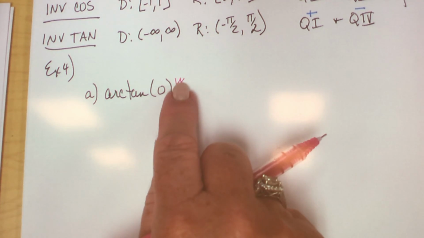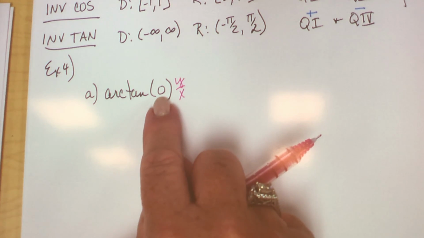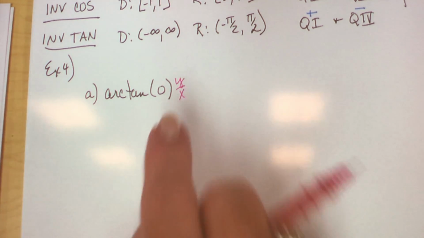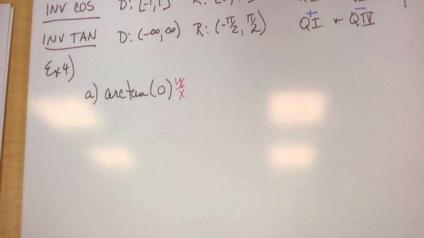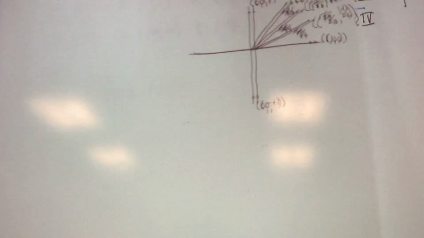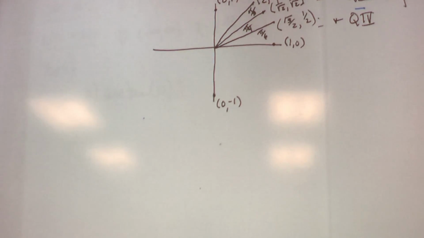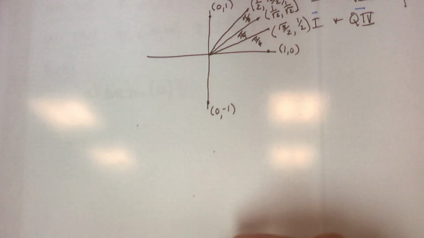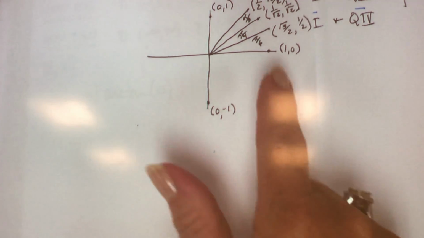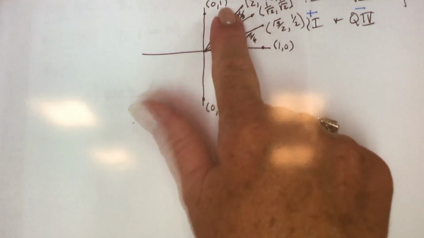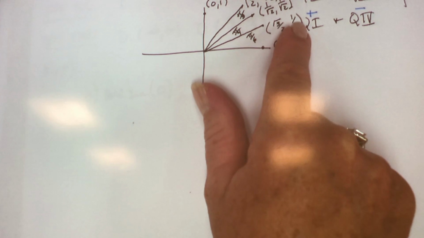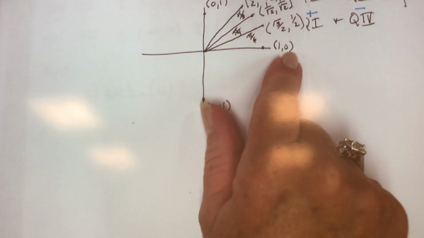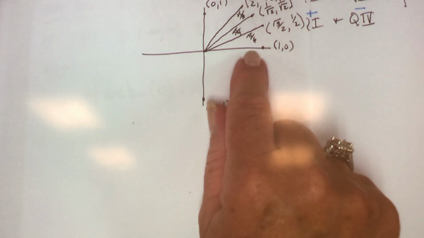But I'm looking for something that has Y as a 0. I don't really care what X is. Obviously, X is not going to be 0 because that'd be the origin, and it's not on our chart. Here's my unit circle right here. Okay? Do you see something that has Y as a 0? Yes. So what's my answer?